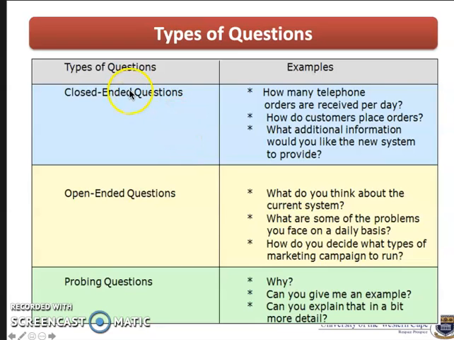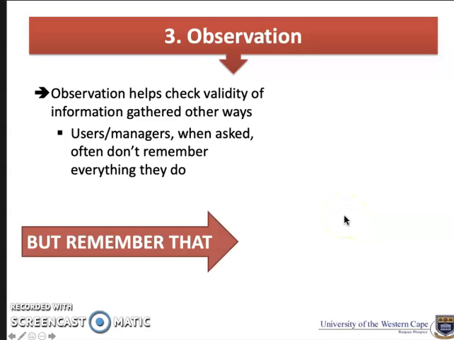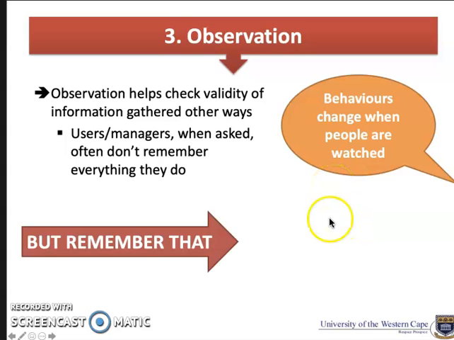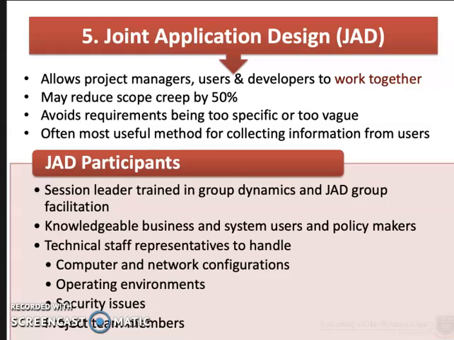You may want to look at open-ended questions, close-ended questions, and probing questions. So use a variety of these. And then you may also want to use observation, but remember that when people know that they are being watched, then their behavior changes. There's also document analysis. And you could also decide to use a JAD session, like we've explained in Unit 2, to collect requirements, which is a very useful method of collecting information from all the relevant stakeholders in a shortened space of time.